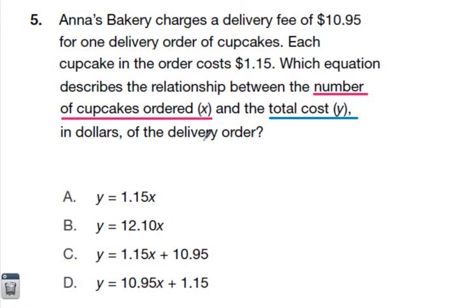X number of cupcakes. But there's also this one-time delivery fee of $10.95 that has to be added on top of that. So long story short, the equation that makes sense is C. Let me read this out before we move on. You could think of equation C as saying this: the total cost will equal the price for each cupcake times the number of cupcakes plus the delivery fee. Okay, moving on. Number 6.